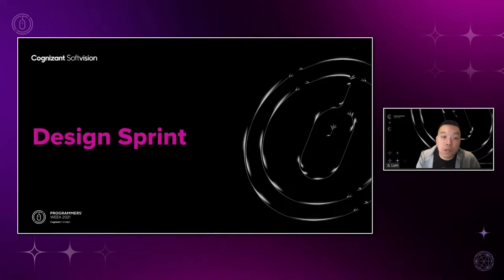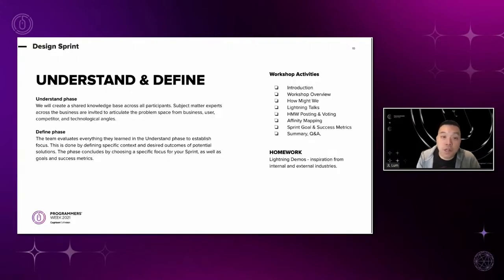So the first phase we're going to talk about is the understand and define phase. Some of the activities that will be covered in the understand phase start with the introduction. So just making sure everyone in the room knows each other and what their role is. You'll be surprised when you run some of the design sprints. There are some people internal to their company who have never met face-to-face before. So this is a good chance for them to meet one another, and know what each other's role is and what their responsibilities are.